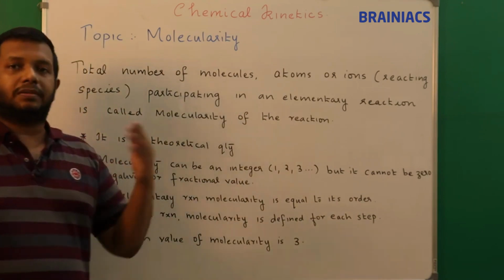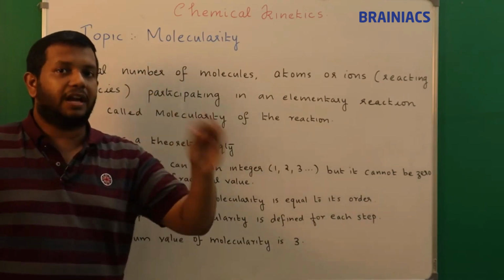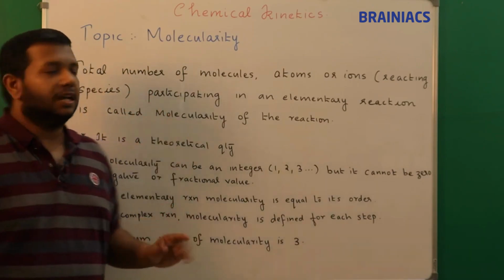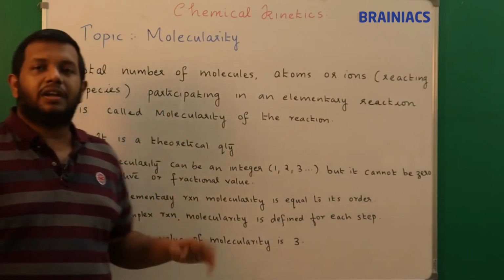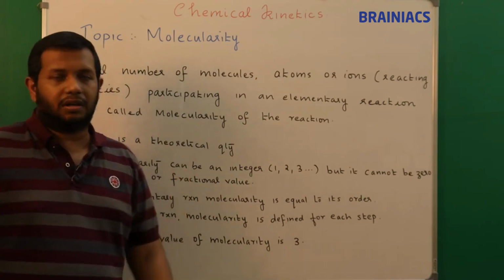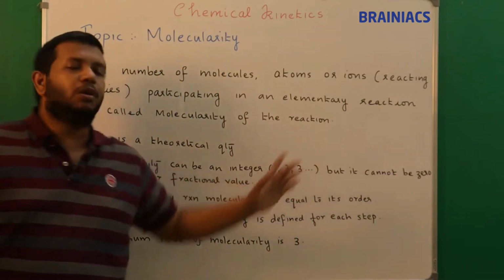Understood? So please remember the difference between order and molecularity: order can be 0, negative, positive or a fractional value because it is an experimentally determined quantity. Molecularity is a theoretical quantity and it can only have values like 1, 2, 3. Okay, and in an elementary reaction the molecularity will be equal to the order.